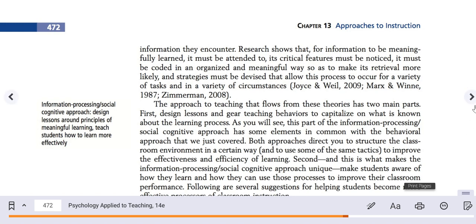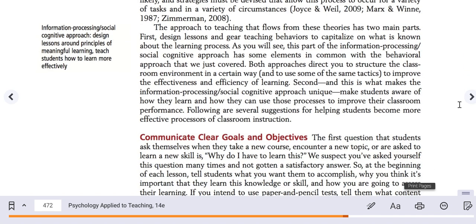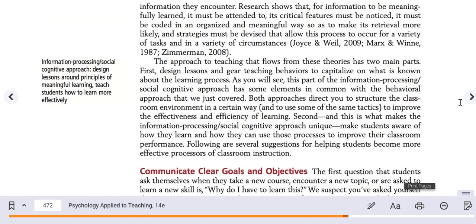Second, and this is what makes the information processing social cognitive approach unique, make students aware of how they learn and how they can use those processes to improve their classroom performance. Following are several suggestions for helping students become more effective processors of classroom instruction. Communicate clear goals and objectives.